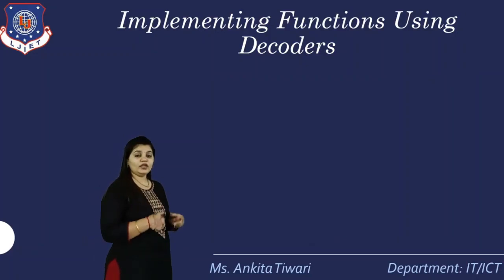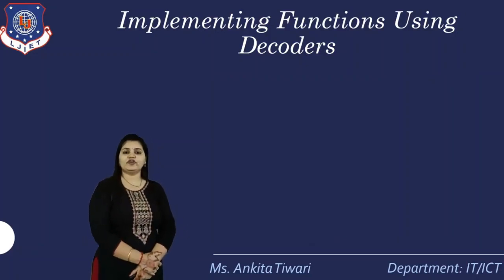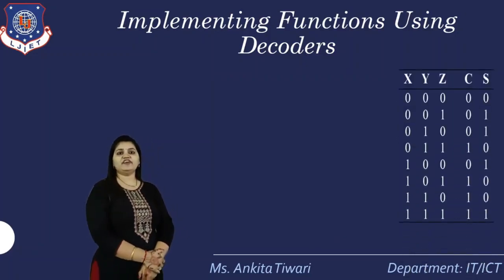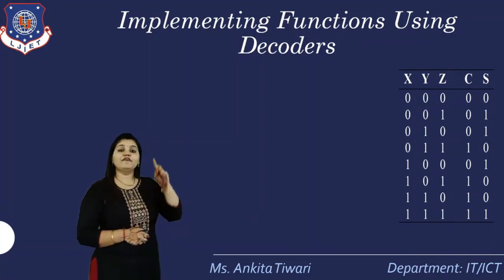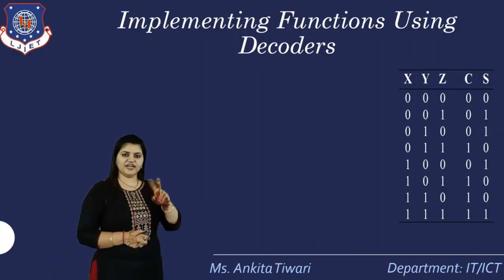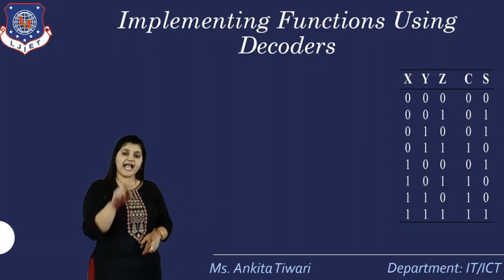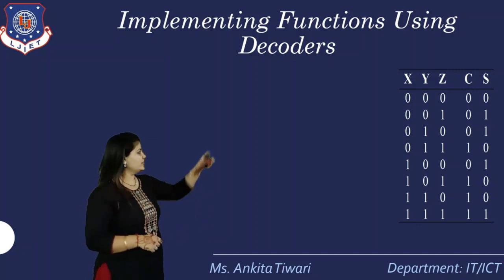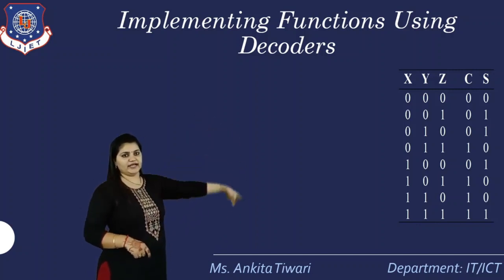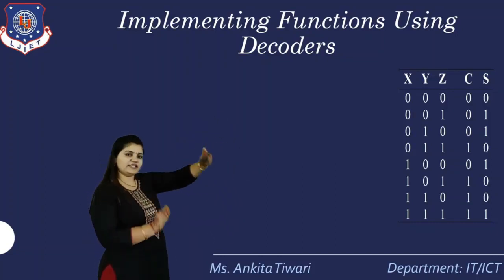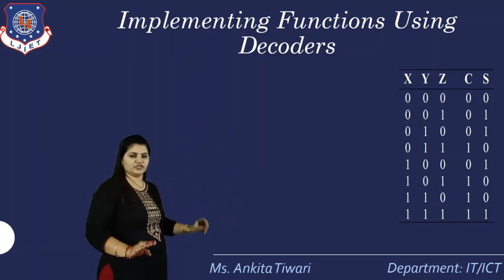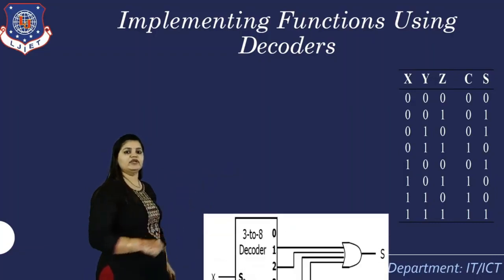Now another type of question which can arise for decoders is implementing functions using decoders. So here we are taking an example of a full adder. Adders mean addition of 2 numbers. In a full adder, we have 3 inputs and 2 outputs, sum and carry, fixed. So here 3 inputs X, Y and Z and 2 outputs sum and carry. We have taken the same table here, nothing else is changed. Now we'll take this table and design the circuit.